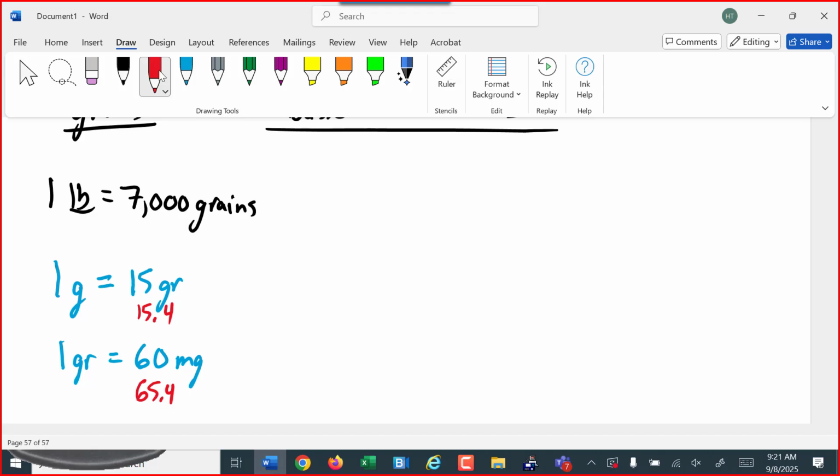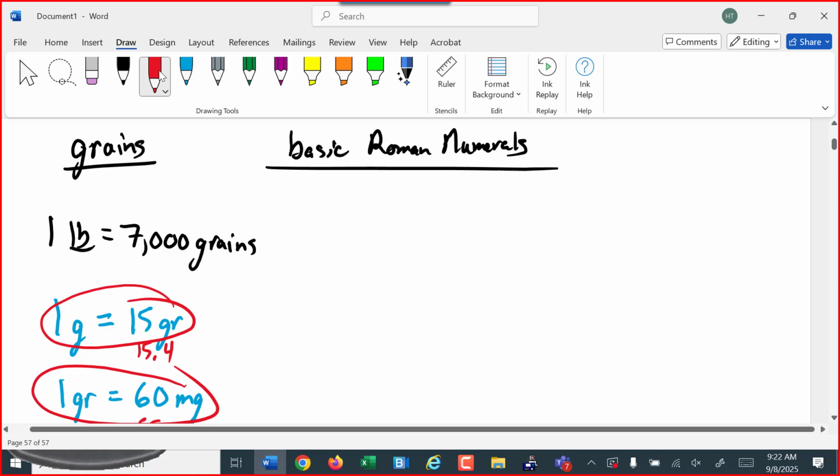In fact, some textbooks actually do use 65 milligrams in a grain instead of 60 milligrams in a grain. Which one do you guys use, by the way? Do you guys use 60, if I remember right, don't you? We use 60, yes. Okay. So that's the one I'll use in all my examples. Just be aware it's a little bit off when you use it. It's a little bit of a sloppy conversion.